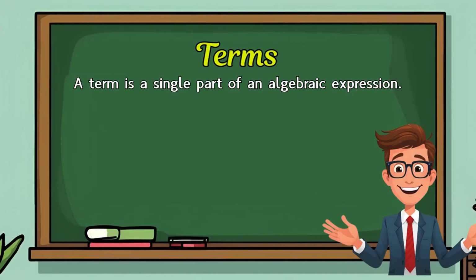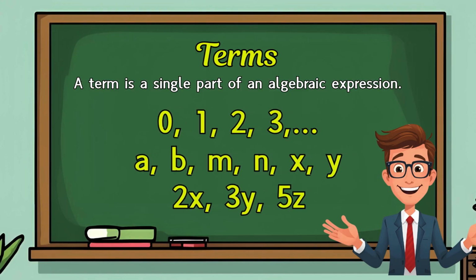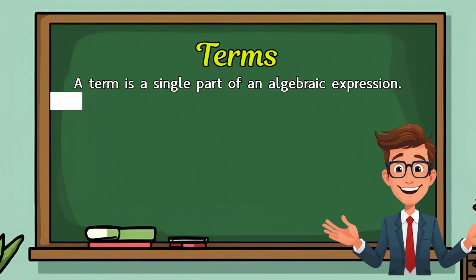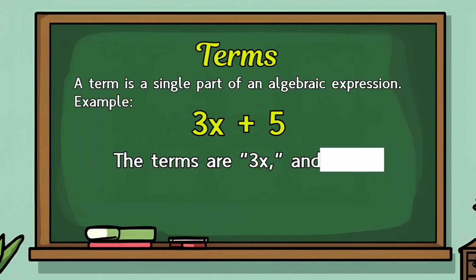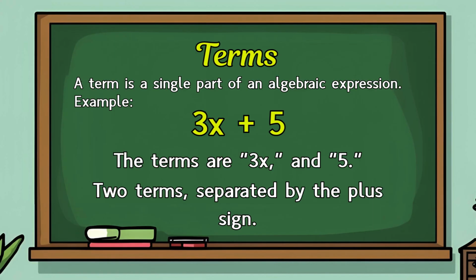A term is a single part of an algebraic expression. It can be a number, a variable, or a number multiplied by a variable. For example, in the expression 3x plus 5, the terms are 3x and 5, two terms separated by the plus sign.